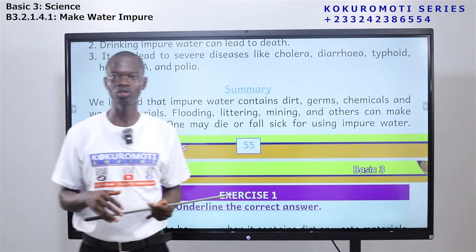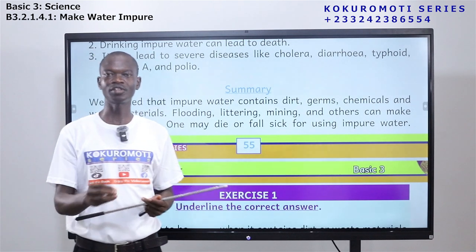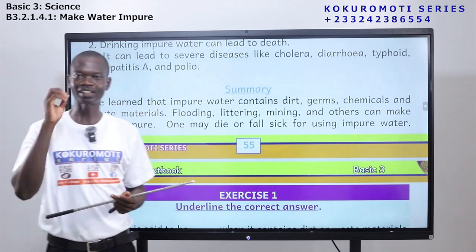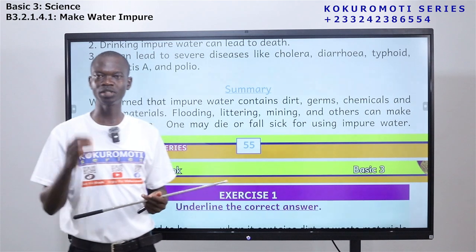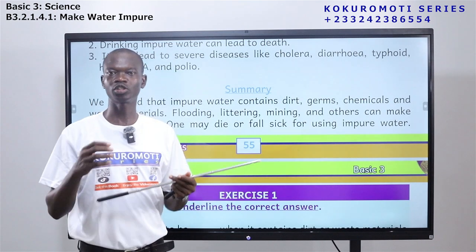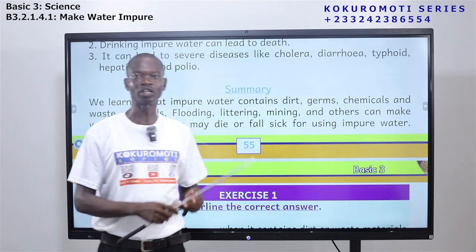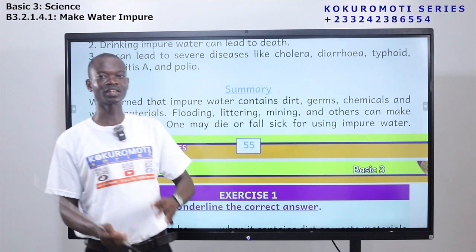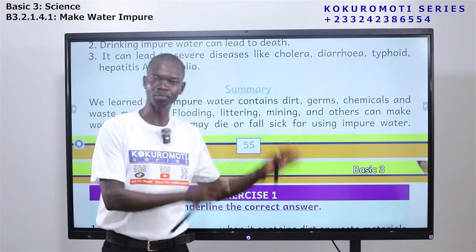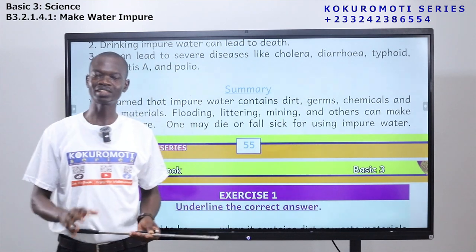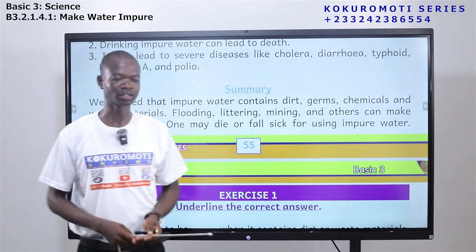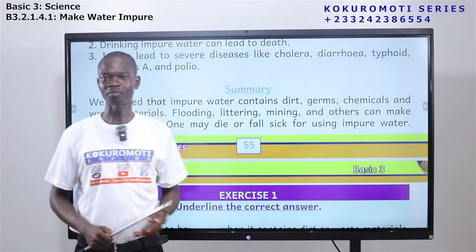What we do to our water bodies will have an effect on us. So as a student, as a learner, you have to make sure that anytime you are throwing rubbish, something that is no more important to you, you throw it at a place that will not go into our water bodies.